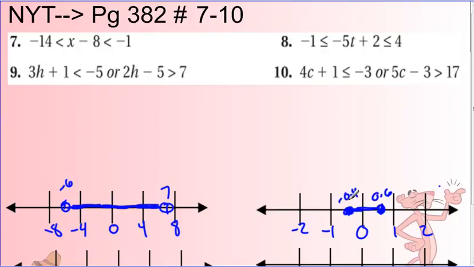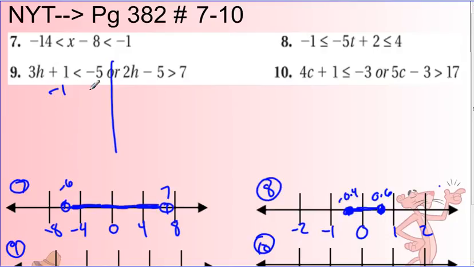So this was 7, 8, 9 will be down here, 10 will be down here. Okay, so number 9. Now look at it. We have two separate problems separated by or. So we literally just solve each one independently. So minus 1, giving us 3h is less than negative 6. Divide by 3, divide by 3. These cancel. H is less than negative 2. On the other side, we would start by adding 5 to both sides.